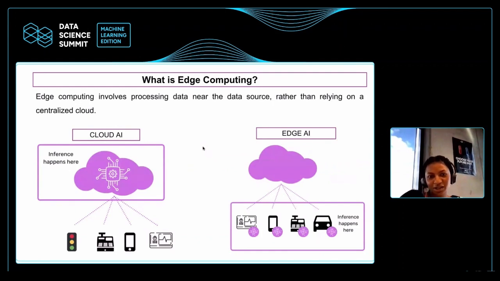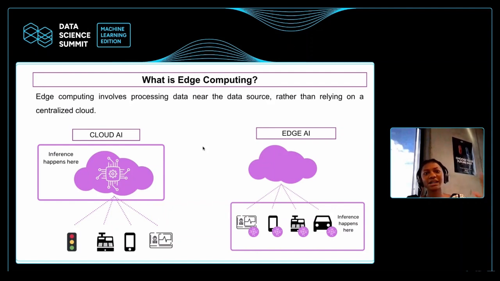So moving forward, edge computing is the latest thing going on right now in the industry, and it has proven to be one of the best solutions we can look into when we are talking about AI and the likes. Edge computing involves processing data near the data source rather than relying on a centralized server.